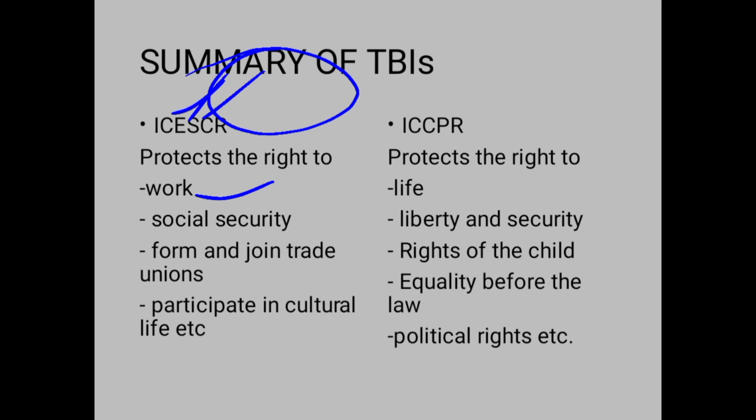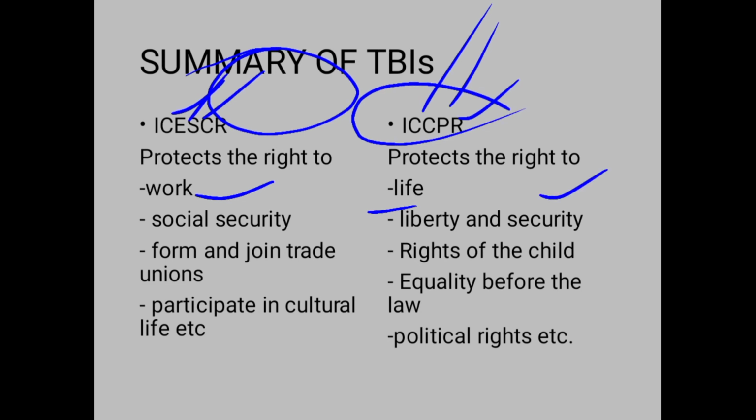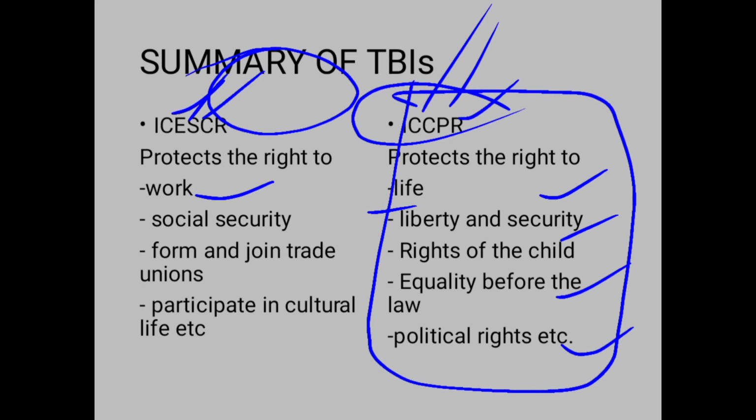Simple. The ICCPR is simply the International Convention on Civil and Political Rights. We talked about this as well. So now, as a treaty, it protects the right to life, the right to liberty and security, rights of the child, equality before the law, and political rights, etc. Those are some of the rights which are in these treaties. So this one has got these rights, and this one has got these rights which are here.